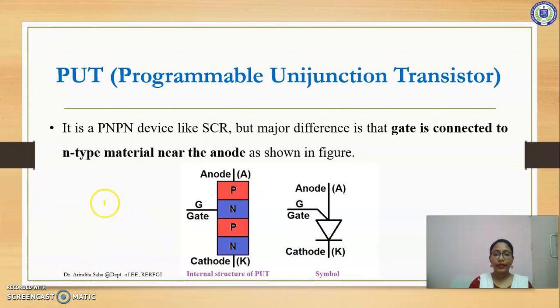If we look at the internal structure of the PUT, it looks similar at one glance. Yes, it looks similar, but the main difference between a basic SCR and the PUT is the connection of the gate. Here it is connected to the N layer which is near the anode, whereas in SCR the gate is connected to the P region which is near the cathode. This can be seen from the symbol also.